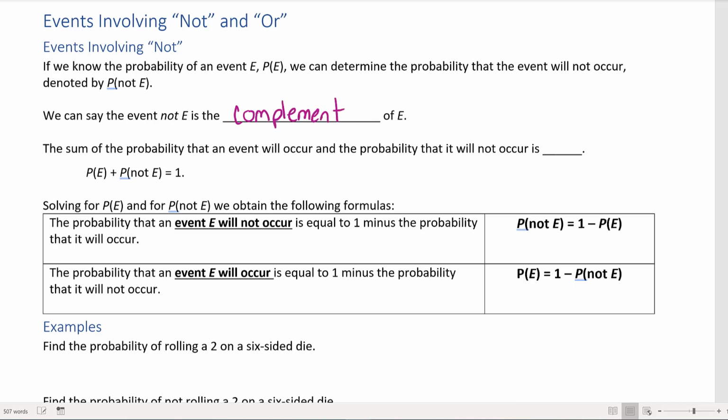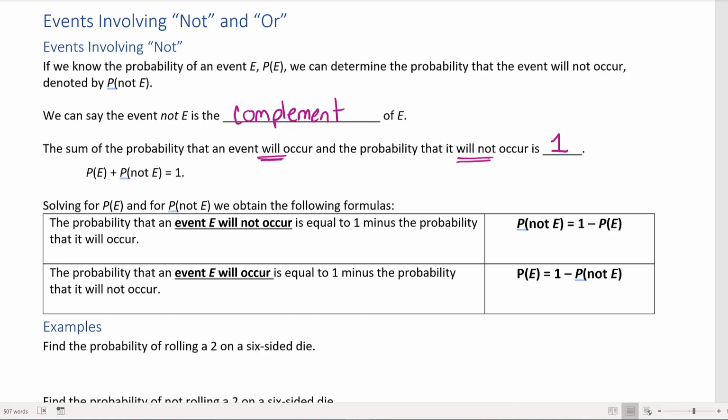of E. Now the sum of the probability that an event will occur and the probability that it will not occur is 1. So P of E plus P of not E equals 1. 1 is the probability of a certainty, right? So if we take a probability that it will occur plus the probability that it won't, then we're certain one of those two things is going to happen.